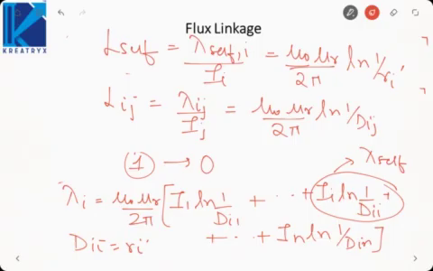From here, if we see, inductance is directly proportional to log of 1 by distance between the conductors. So this general thing you must always remember. This flux linkage expression is very important for future derivations also. So remember, flux is nothing but mu into I by 2 pi ln 1 upon distance.